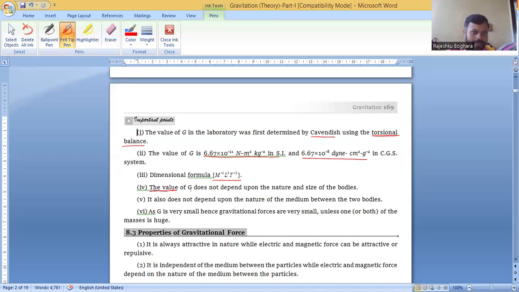The value of G does not depend upon the nature and size of the bodies. We have to remember all this. It also does not depend upon the nature of the medium between the two bodies. G is very small, hence the gravitational forces are very small, unless one or both of the masses is very large.